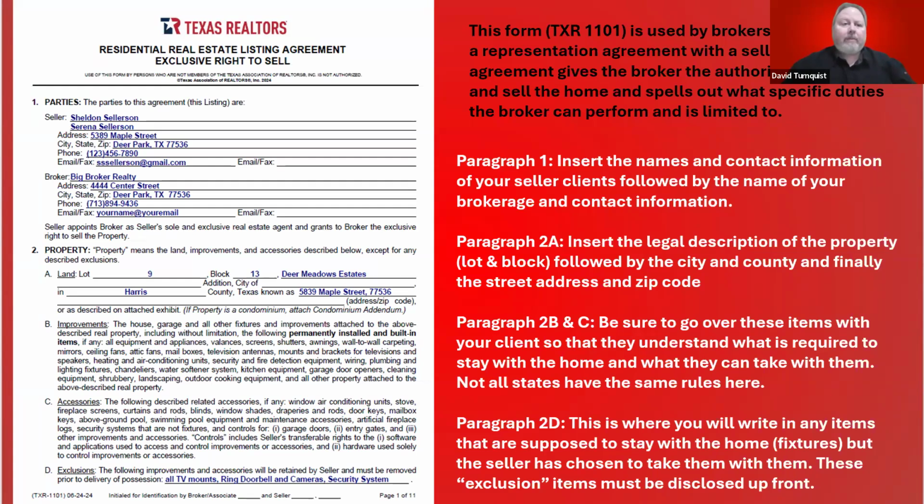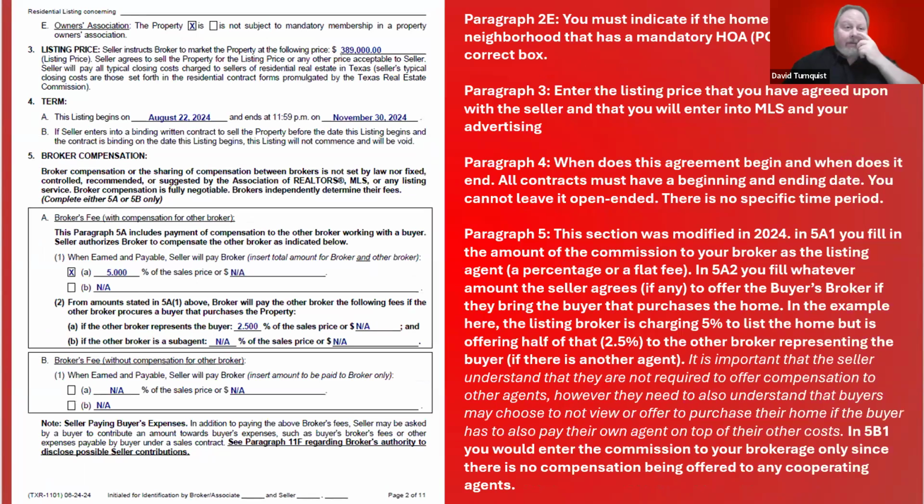Okay, so let's move on to the next page, paragraph 2E. This is if the property is located in a homeowners association where you have mandatory membership, then you do need to check that it is. If it's not in an HOA neighborhood, then you can check is not.